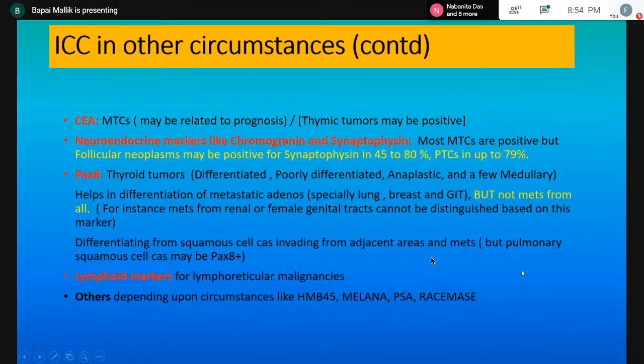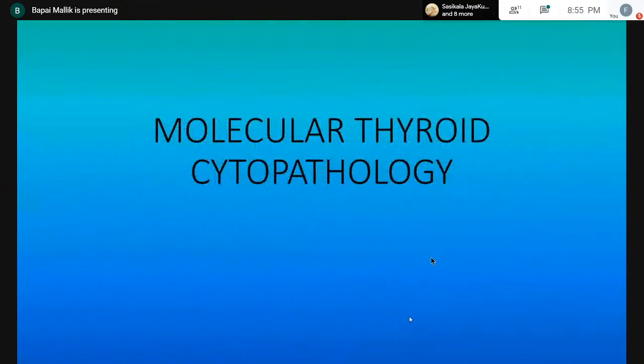Lymphoid markers, of course, for lymphoreticular malignancies, and other markers depending on the situation like racemase, PSA, melanA, HMB45, whatever you want. These can be positive depending on the circumstances.